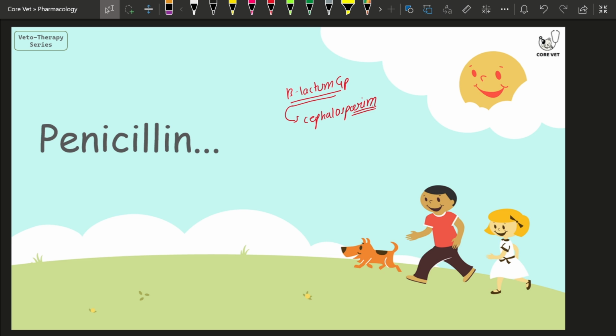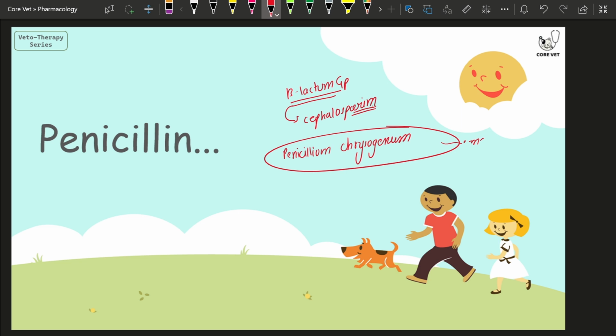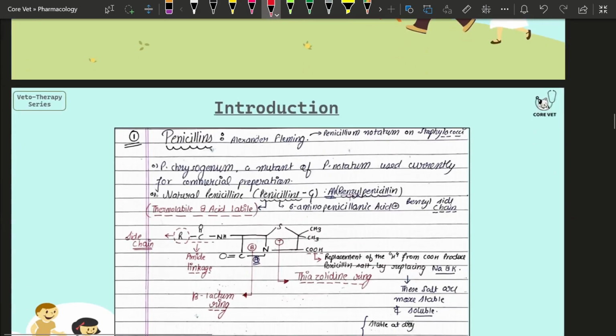In the current scenario, the mold Penicillium chrysogenum is used for the commercial preparation of penicillin. Earlier Penicillium notatum was used, but now it's P. chrysogenum, because we have to prepare penicillin on a large scale, and this P. chrysogenum is a mutant strain. So moving forward, I have discussed the first 2 points.